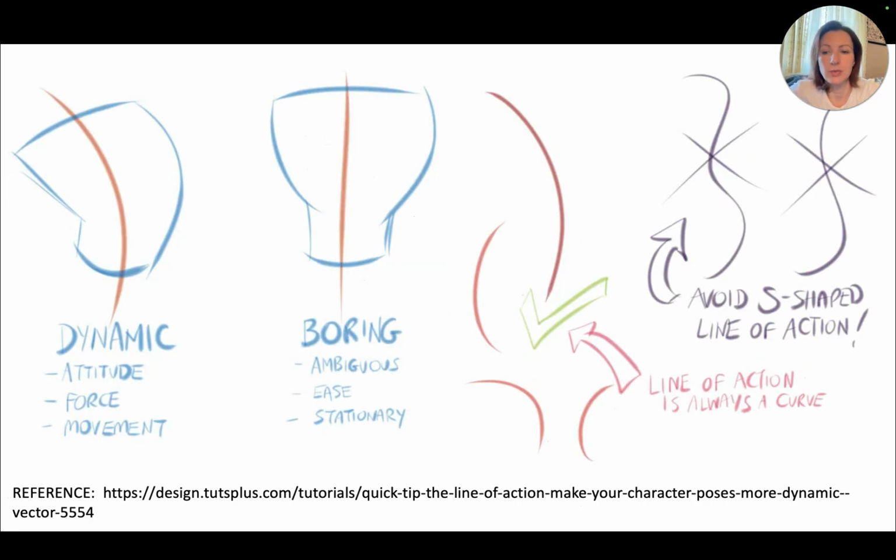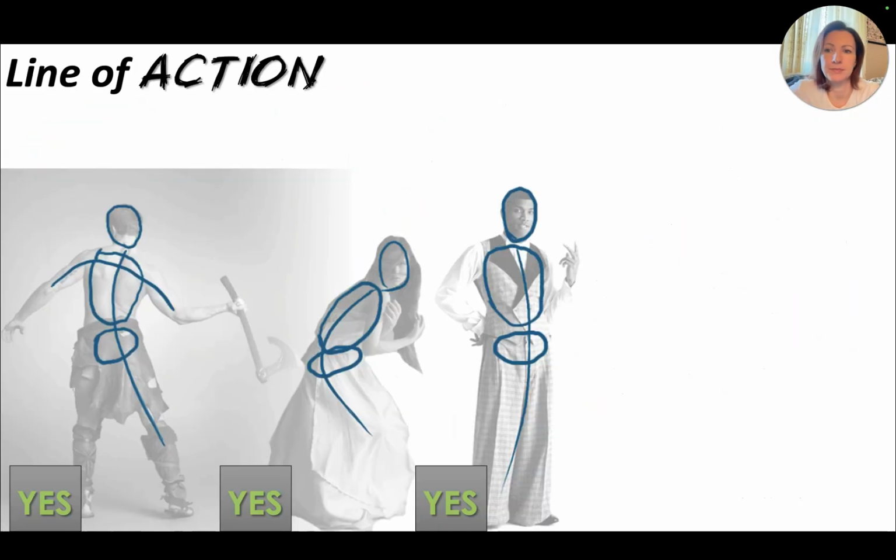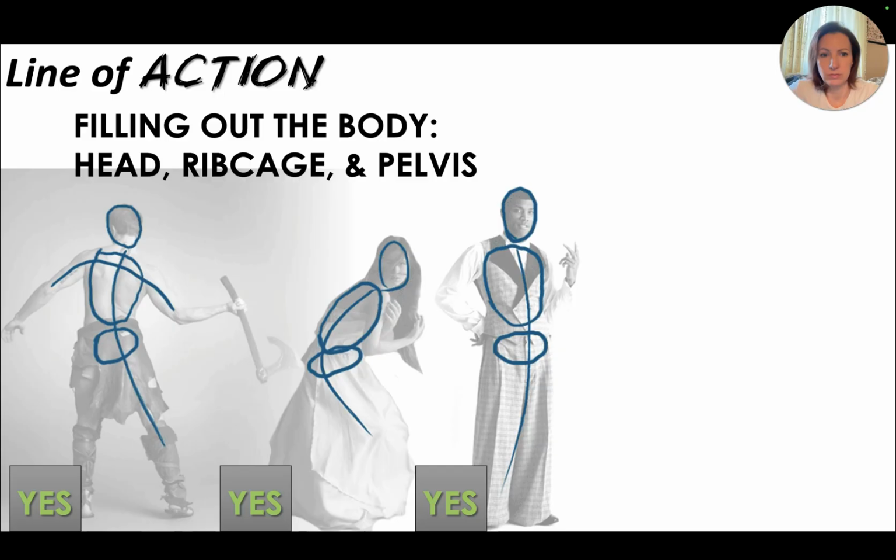So here's another example, and here is the reference below. Something that's dynamic has that little shift to it. If it's just straight, it's a little more boring, a little more static, and you don't want to do that S-curve action, and we'll look at that next. So these are all really good lines of action.